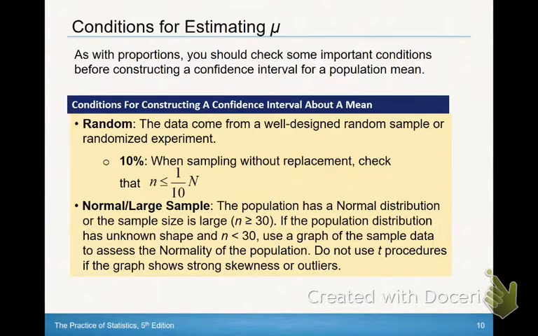So for this, if n is greater than or equal to 30, you can use the T distribution, no problem. If we have outliers and strong skewness and our sample size is less than 30, then we cannot use a T distribution.